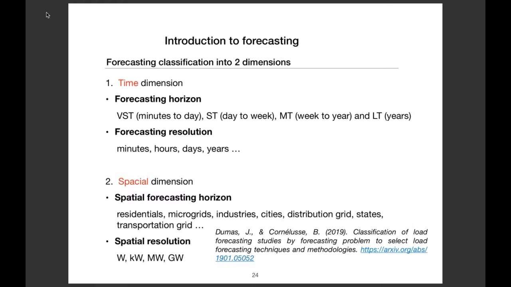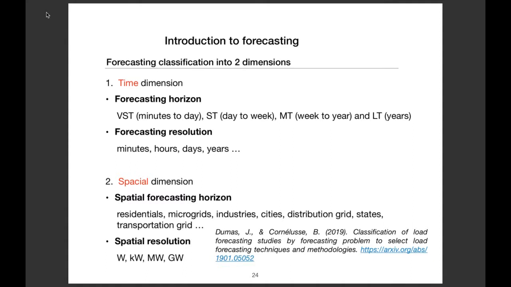You also have the forecasting resolutions, because you can use time discretization of 1 minute, 10 minutes, 15 minutes, 1 hour, 2 days, 10 years, etc. So this is the first dimension, and you will not use the same model. Some models are very accurate and very good for very short-term forecasting, and some others are very accurate and very good for short-term forecasting.